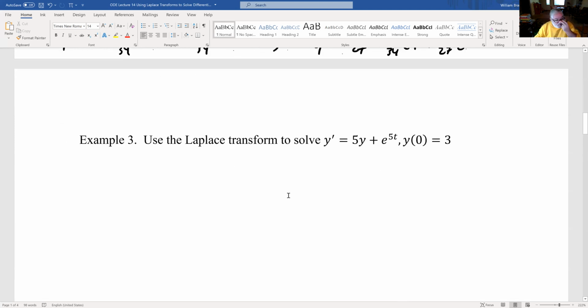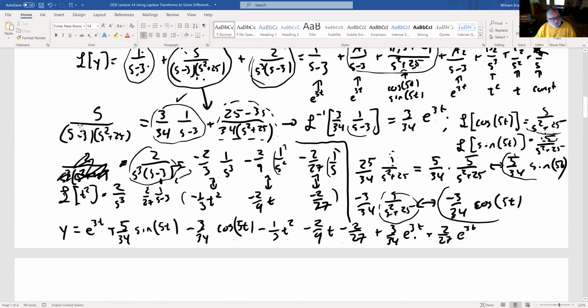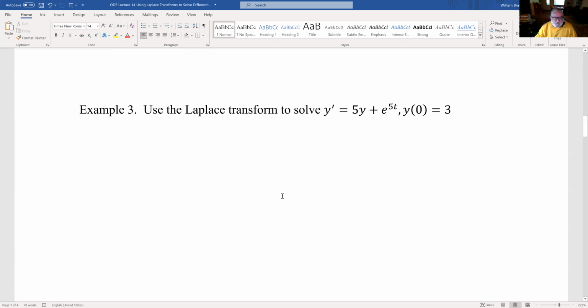So notice that the Laplace transform is a little bit automated here, right? You just use Wolfram Alpha to find the inverse, use Wolfram Alpha to get the partial fractions, and then that just gives you the coefficients right away.